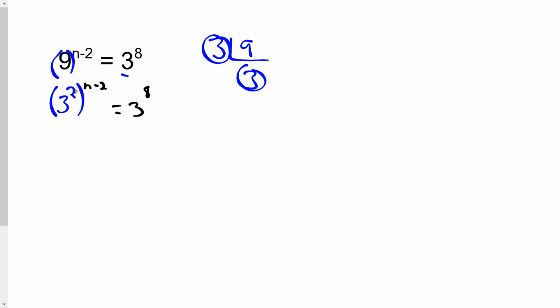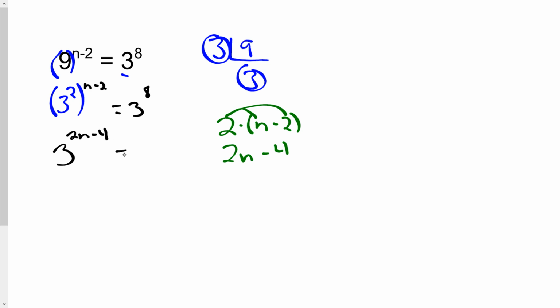Remember, I said that if I have 3 to the power of 2 to the power of n minus 2, we just multiply these exponents. So we're going to take 2 times n minus 2. That's this thing right here. 2 times n minus 2. You see a distributive property here. 2n minus 4. So this is going to be 3 to the power of 2n minus 4 equals 3 to the power of 8.